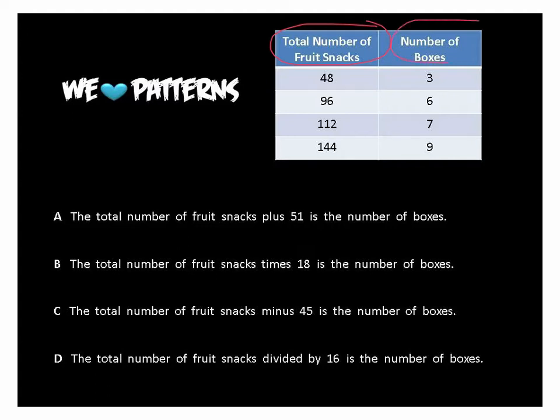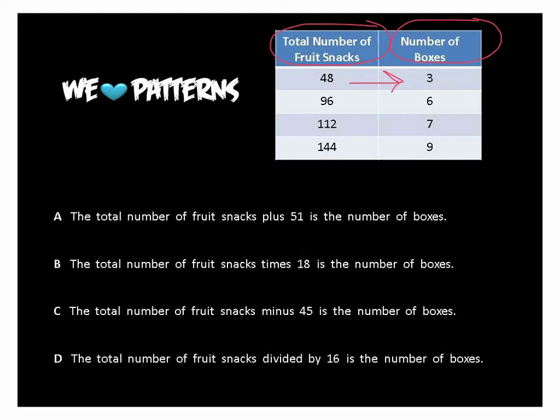And then number of boxes. We want to identify our pattern before we look at our answer choices. And I can see that my numbers as I'm going from left to right are decreasing. So 48 to 3 is decreasing significantly. Now I might be subtracting. I could be subtracting 45, or I could be dividing.